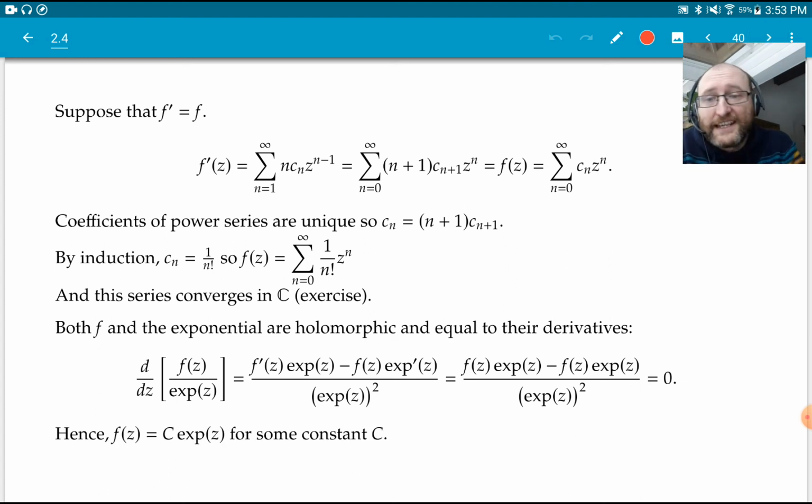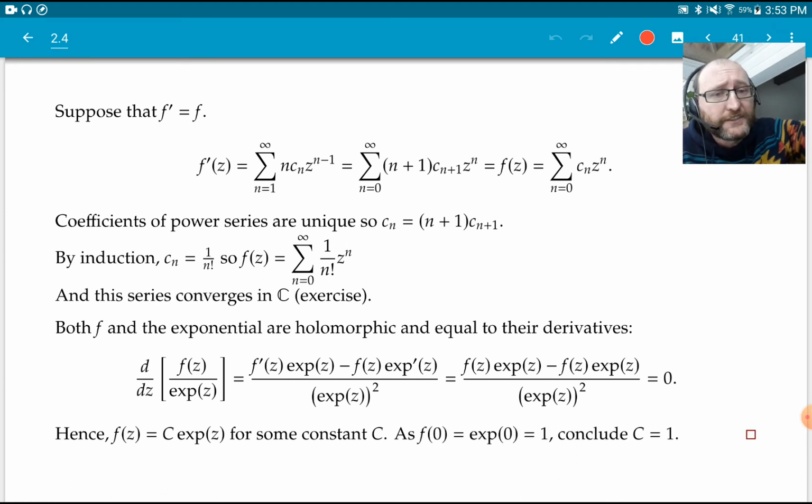Well, what does that mean? That means that f over the exponential is a constant. I mean, we've proved that if the derivative of something is 0, it's constant. So f is c times the exponential for some constant c. Let's figure out what that constant is. Well, f at 0 is 1, exponential at 0 is 1. That constant had better be 1. Well, that's it. That's the proof. That's everything.